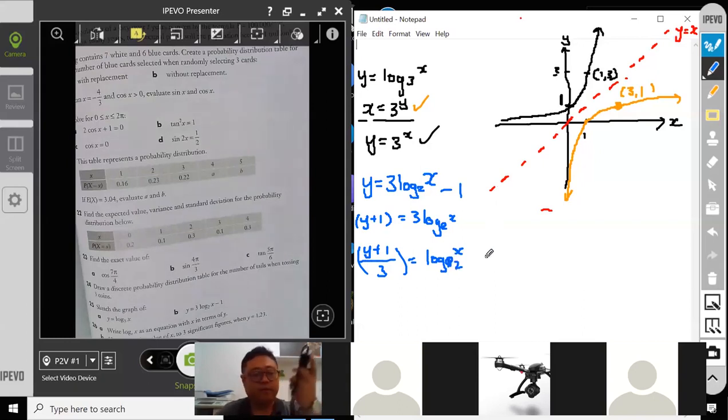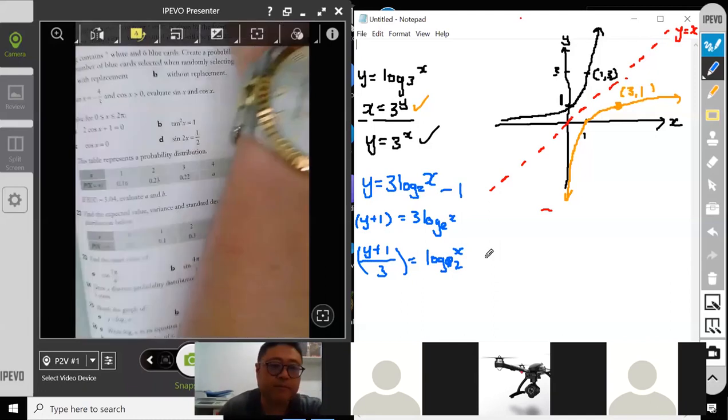Log 2 to the x. Good. Okay, keep going. Hang on. And then I'm just going to plug this into my battery. So plug some power into my laptop as I'm going.